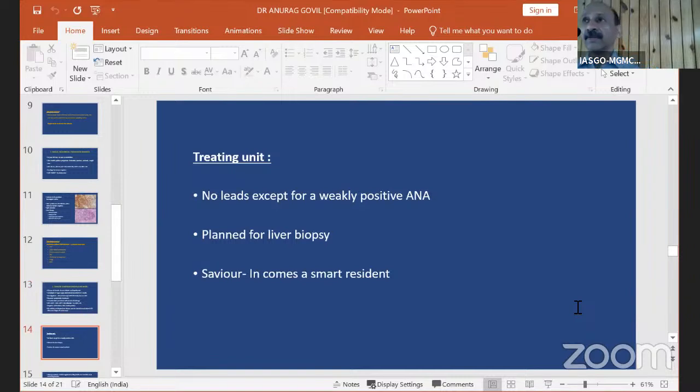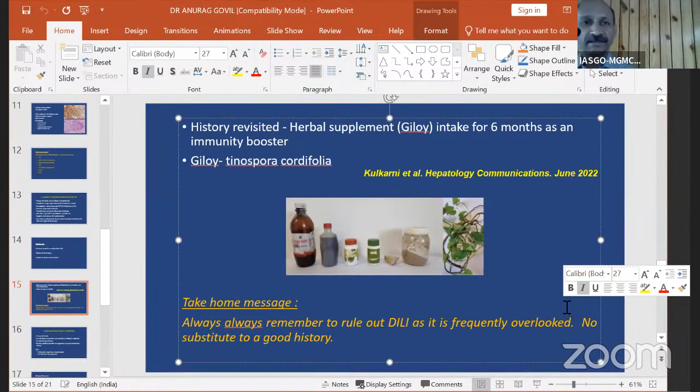So the treating unit, which is again me, we have no lead excepting just a borderline positive ANA that we got. So I thought that we might as well do a liver biopsy. Maybe this is autoimmune liver disease. Now comes in a savior, a smart resident like you all. He goes back to the patient. He revisits the history. And here it is.